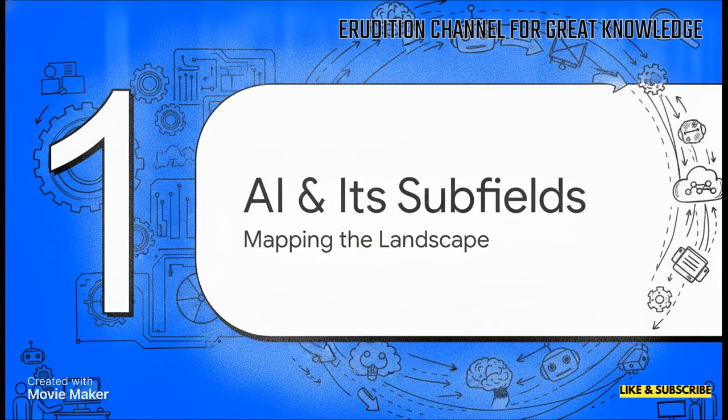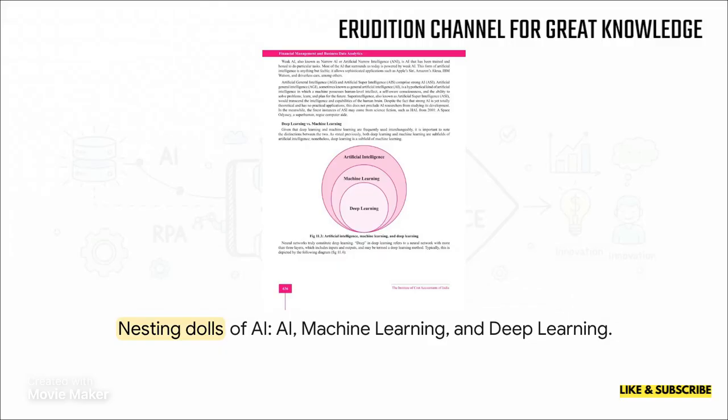So, Section 1, AI and its subfields. Let's map out the landscape. You can really just think of these concepts like a set of nesting dolls. This brilliantly illustrates how they all fit together. Artificial intelligence is the largest outermost circle, right? It's the absolute broadest concept.